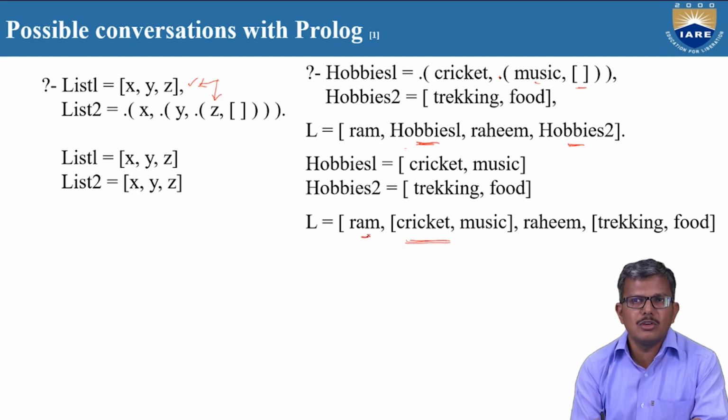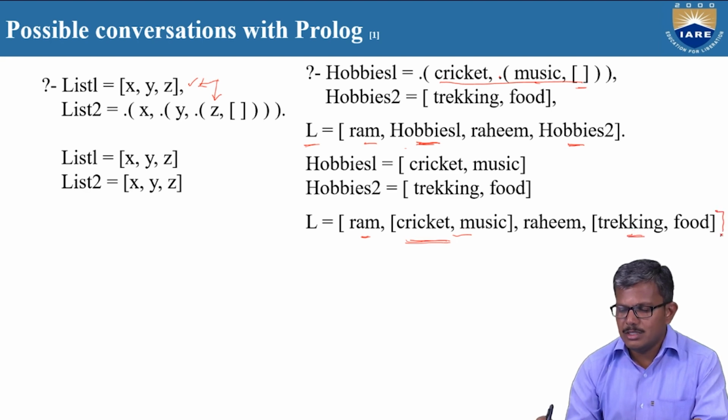Ram is the first one. Why? Because we have mentioned it here, and later on hobbies. So this entire thing is going to come up here. Later on, Rahim is as usual. Why? Because Ram and Rahim belong to this particular list L. But cricket and music belong to hobbies 1, and trekking and food belong to hobbies 2. So the representation will be in this particular way, right? You need to mention a square bracket here.